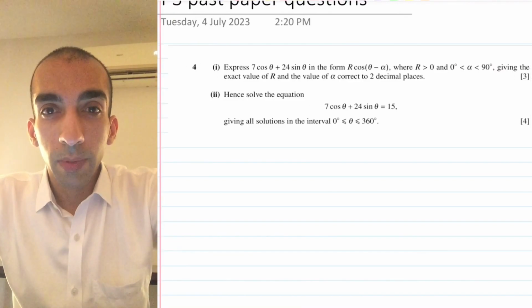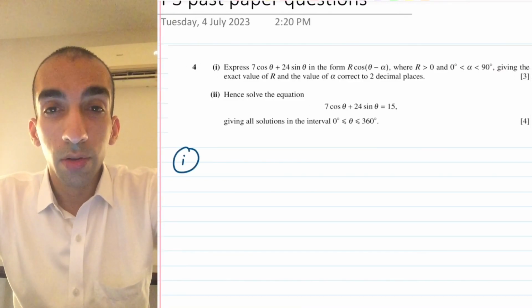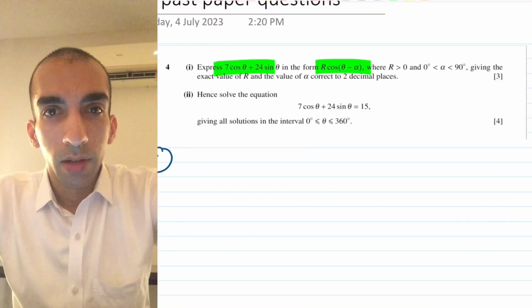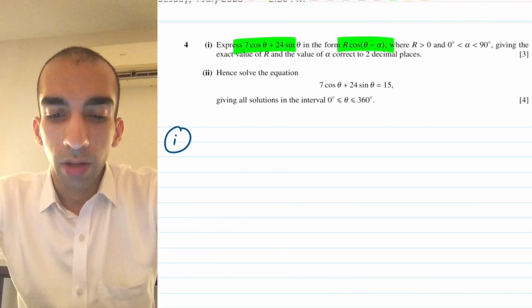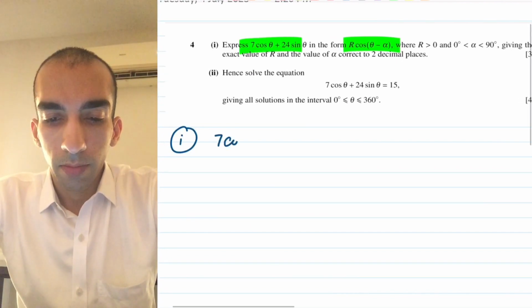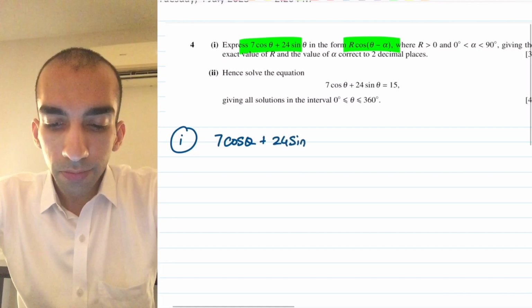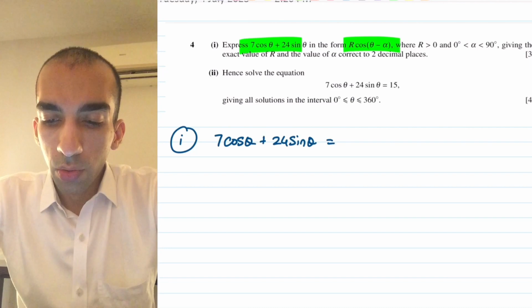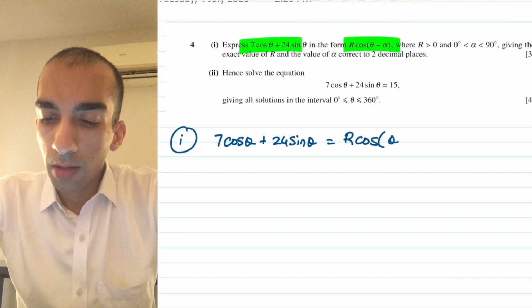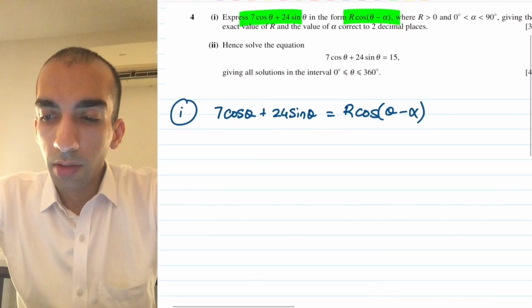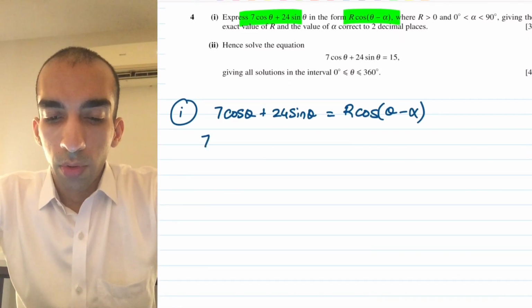Another typical past paper question, P3 trigonometry: express 7 cos theta plus 24 sin theta in the form of r cos(theta minus alpha). First step, write them equal to each other. 7 cos theta plus 24 sin theta is equal to r cos(theta minus alpha). Make sure you write it neatly so that you do not get confused when you're solving the question. What do we do next?